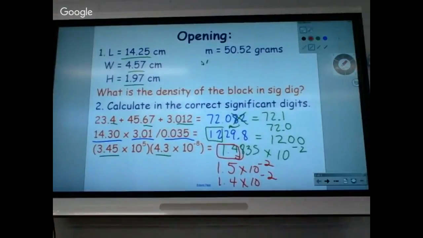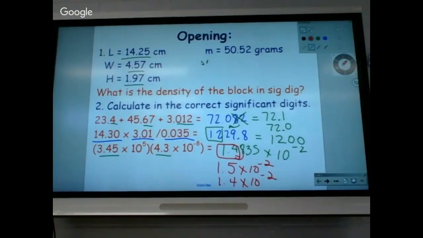You would say 3.45 second EE. You get an E to come up on the calculator. You just tell it 5. Okay. That's it. And then you say times. And then 4.3 second EE. And you get another E. And negative 8. And equals.